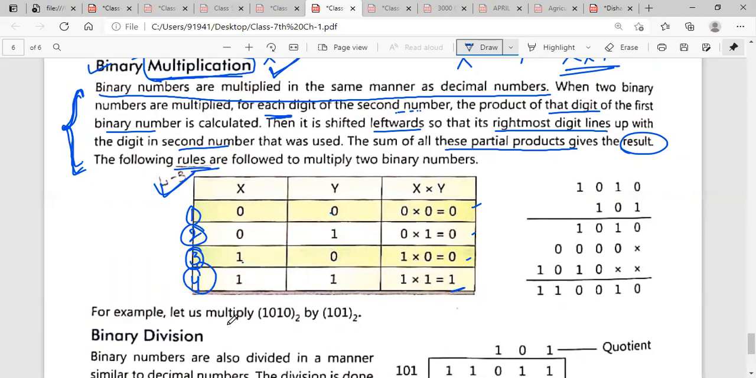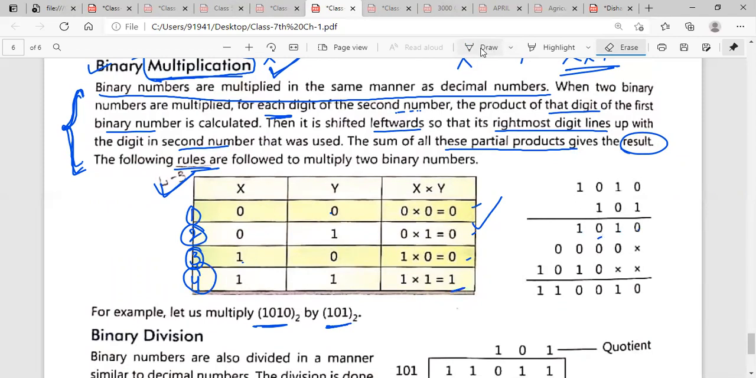Now, as an example, multiply this digit with this. We will do the multiplication. 1 multiplied by 0 is 0, and then 1 multiplied by 1 is 1. Follow this table. And 1 multiplied by 0 is again 0, and 1 multiplied by 1 is 1. Now we have done the first multiplication.